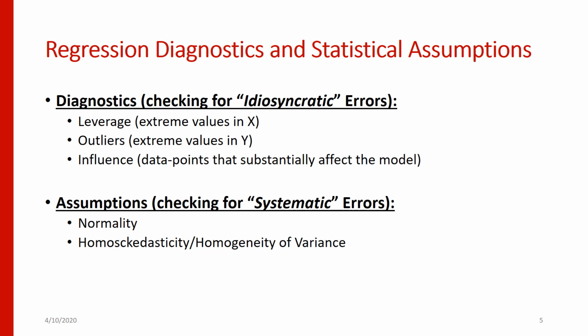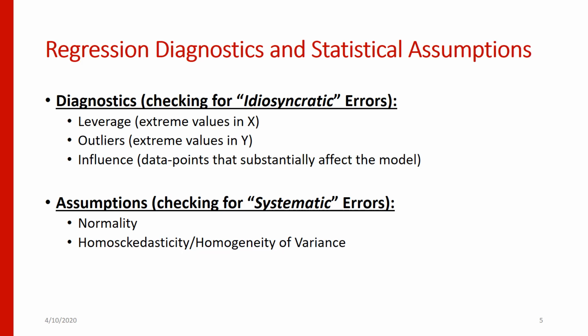We can also look at the conjunction of those two things to see if any one data point has undue influence on the model, and it's actually substantially affecting either the direction or the significance of a slope or an intercept that we're trying to estimate. Beyond those idiosyncratic errors, though, we can also check for our assumptions of our actual general linear model.